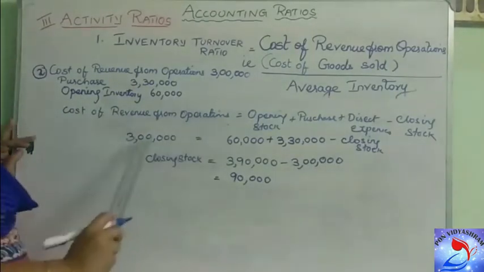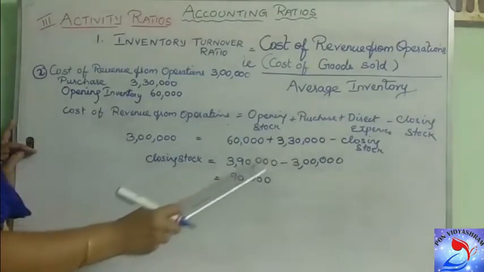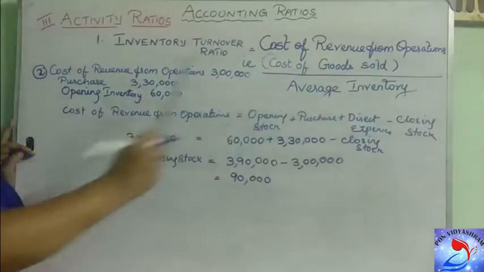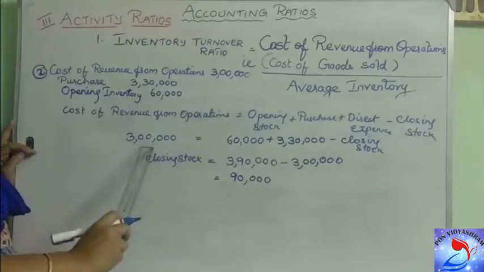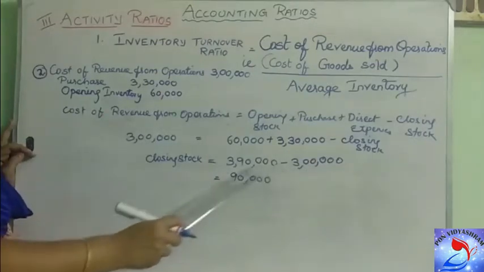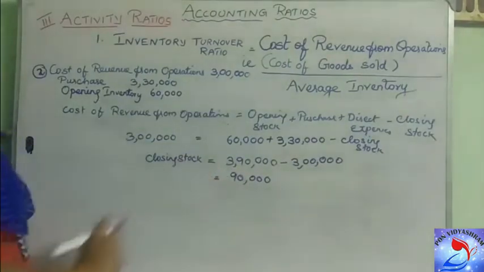So now what did I do? I have added this 60,000 and 3,30,000, it became 3,90,000. I brought this closing stock to this side, and when you bring the 3 lakh here, it becomes minus. So 3,90,000 minus 3 lakh will give you closing stock as 90,000.